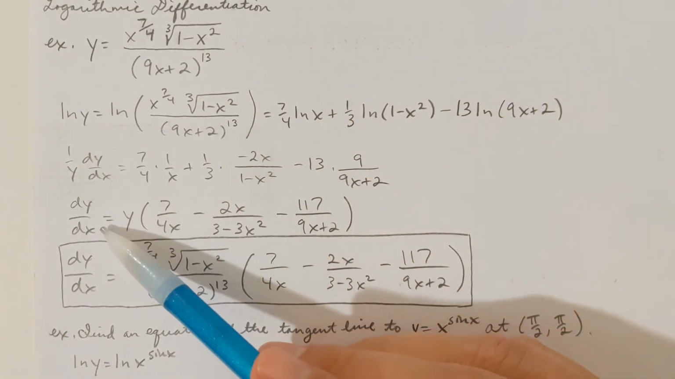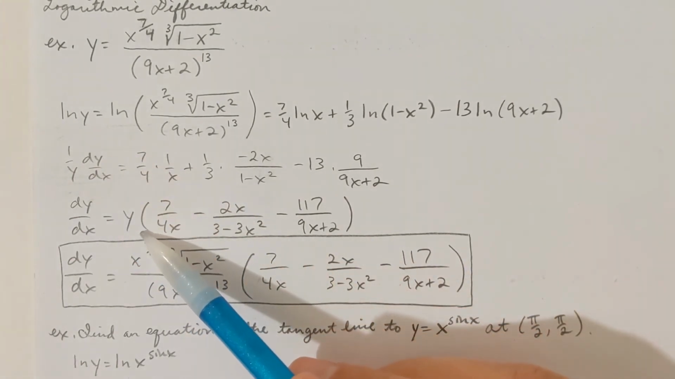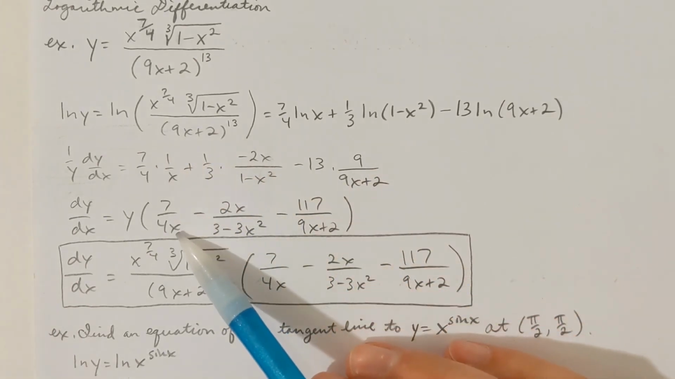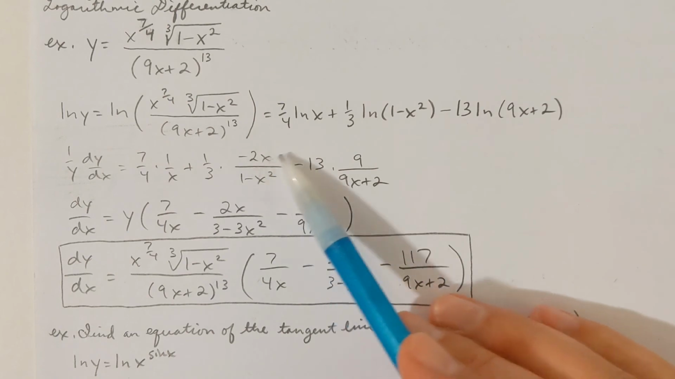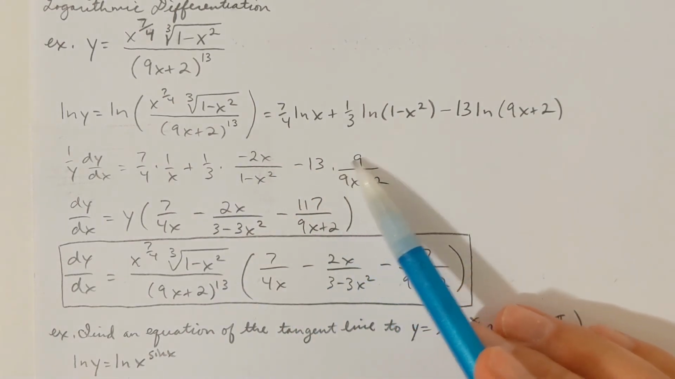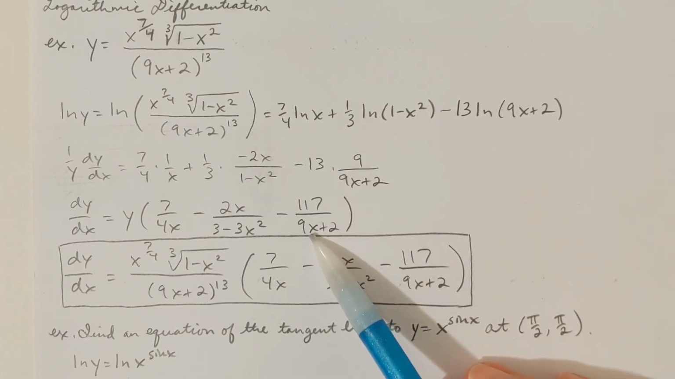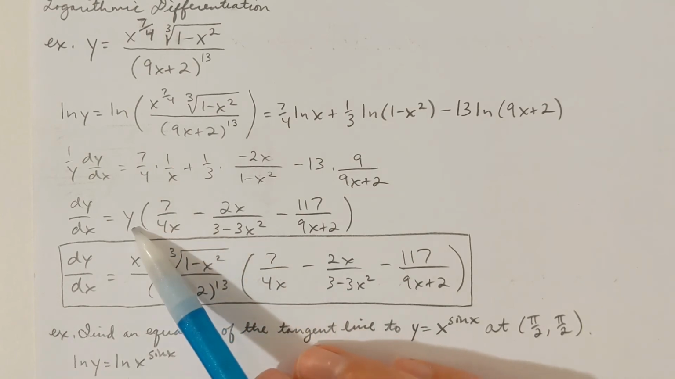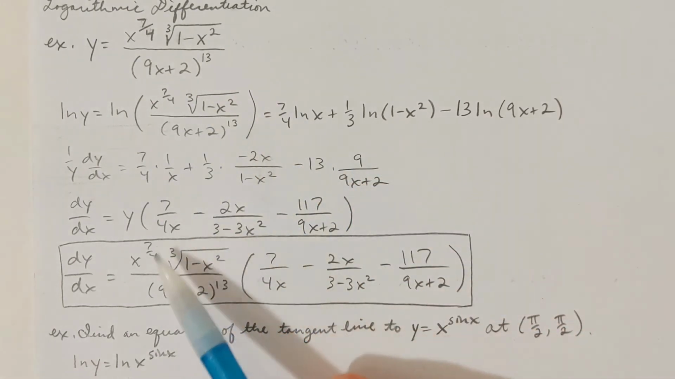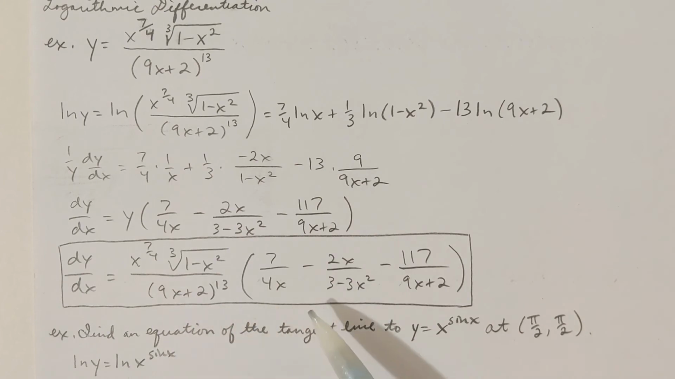I need dy/dx to be all alone, so I'm going to multiply both sides by y. Also, I'm going to simplify this a little bit. I got 7 over 4x minus 2x over 3 minus 3x squared, and then minus 13 times 9 is 117, divided by 9x plus 2. The last thing is you'll replace y with this expression in terms of x. That way everything is in terms of x. So here would be my answer for dy/dx.